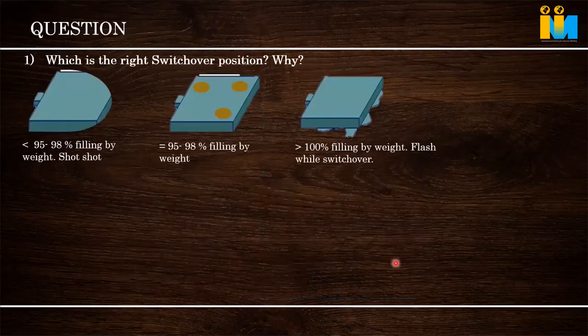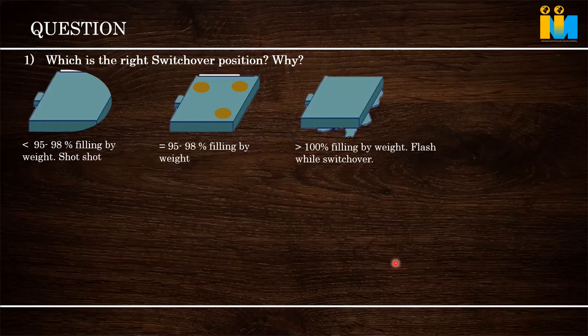So this is a question for you. Which is the right switchover point? Below 95%, equal to 95 to 98% by weight, or greater than 100%? Divin? So, switchover 95 below, or 95 to 98? Below 95 to 98, yeah.